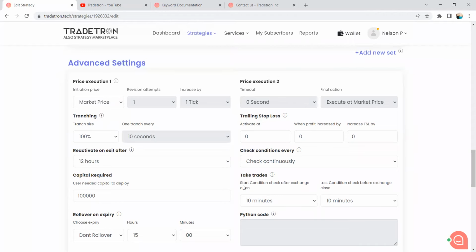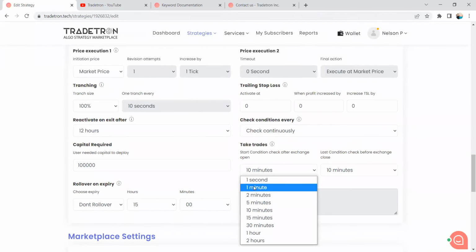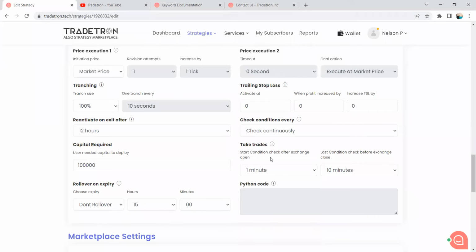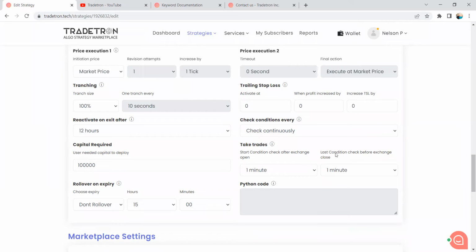And then start, this is also important because we want to take the trade at 9:16 a.m., right? That was our entry condition. So that's the reason why then I will select say 1 minute over here, because start condition check after exchange open will be 1 minute. And I want to keep on checking the condition till last minute because it's a rollover and a positional strategy. So I will keep this as 1 minute. And last condition check before exchange close. That is basically before 3:30 p.m. till what time you want to check the condition.